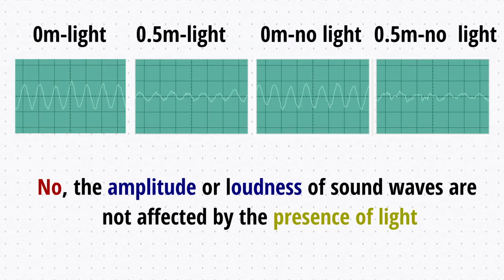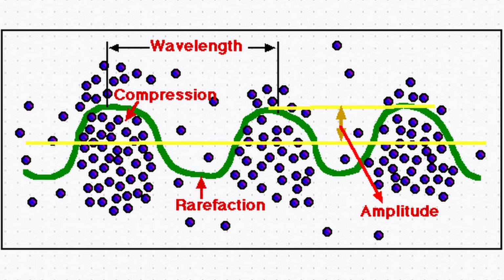Conclusion: no. The amplitude or loudness of sound waves is not affected by the presence of light. This is because sound is made of vibrations in mediums, while light is made of vibrations in the electric and magnetic fields. The presence of light does not interact with the way sound travels. Hence, the amplitude of sound waves emitted is largely unchanged.